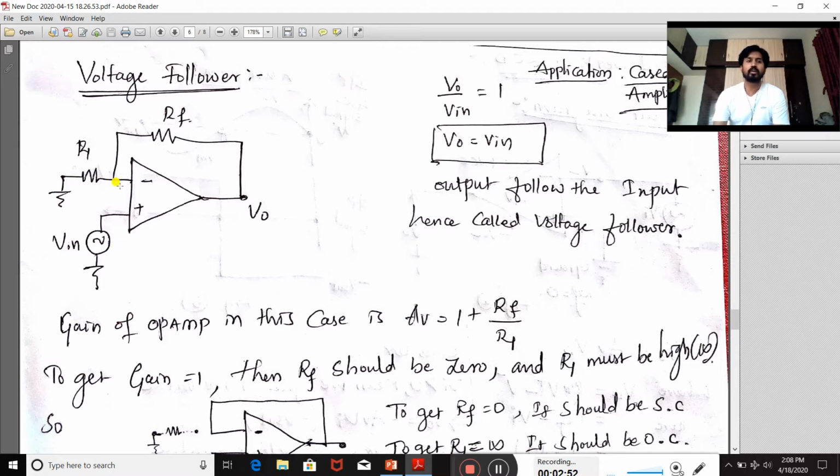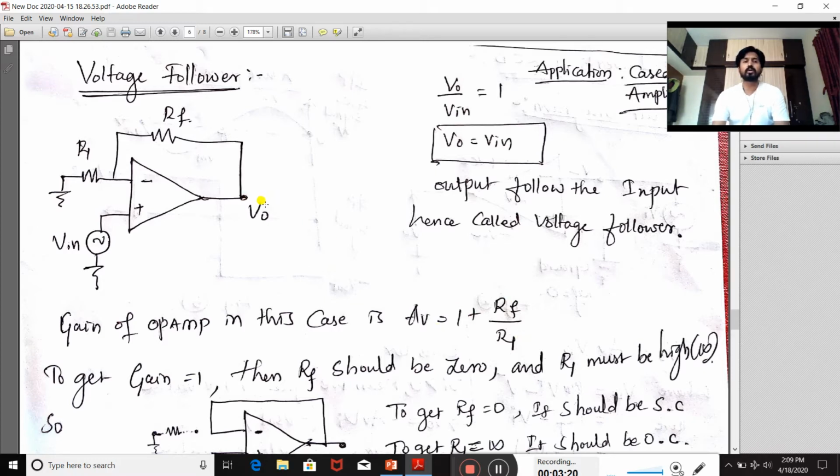When we are using a non-inverting operational amplifier, the gain of the operational amplifier in this case is AV equal to 1 plus RF by R1. How? This we have discussed in part 4, I guess. So please go through that video to understand how AV is equal to 1 plus RF by R1.